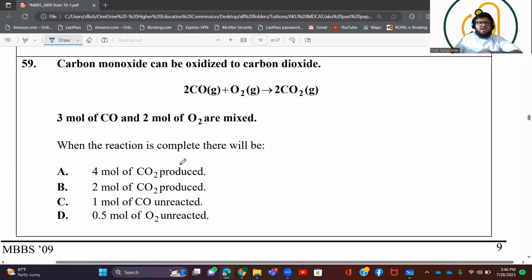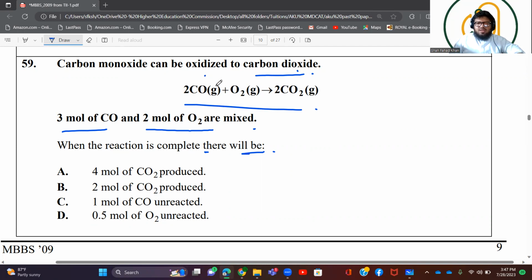Okay. And 59, carbon monoxide can be oxidized to carbon dioxide. 3 moles of carbon monoxide and 2 moles of oxygen are mixed. When the reaction is complete, there will be... carbon monoxide is being oxidized using this equation, which means 2 moles of carbon monoxide require 1 mole of oxygen to give you 2 moles of carbon dioxide. First, let's find out the limiting reactant out of these two. If 2 moles require 1, this means there's a 2:1 ratio. So 3 moles would require 1.5 moles of oxygen based on that same ratio, right?